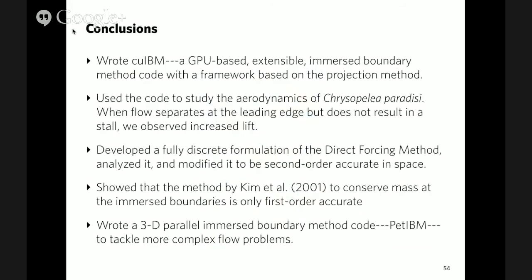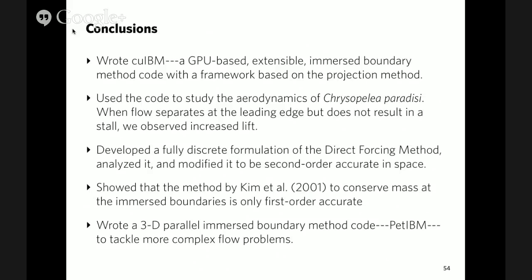So yeah, and that concludes my talk. So I just want to summarize the things that I've done and what is probably new in this work. I wrote this code that was based on the idea of a general projection method, which any immersed boundary method can be incorporated into. And I used this code to study the 2D aerodynamics of the cross section of a flying snake. And we observed that when there's separation of the leading edge but without stall, you can see an enhancement in lift.